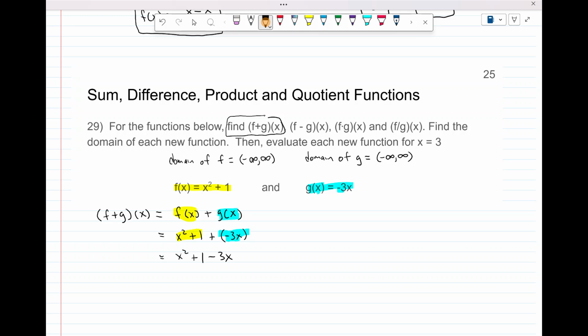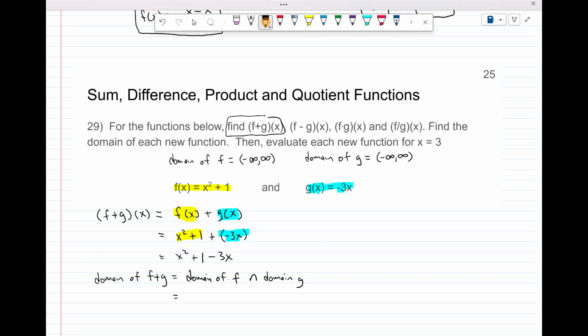The domain of f plus g is equal to all of the numbers that are in the domain of, here, I'm going to do it a little bit differently. It'll be the domain of f intersected with the domain of g. So it's all the numbers that are in both.